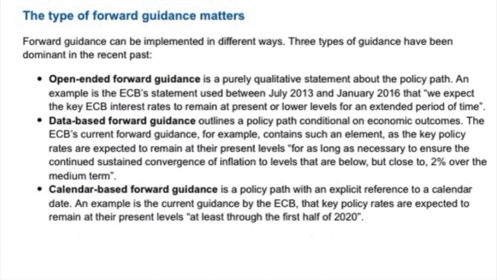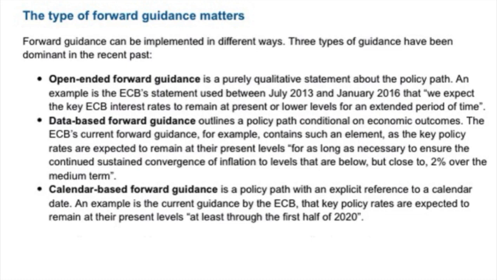One example is that they expect interest rates to remain at present levels at least through the first half of 2020. So the market doesn't need to react in that first half of 2020 because they're aware that rates are going to remain the same. And then after the first half of 2020, they might bring in another calendar-based forward guidance, or they might bring in some of the other approaches.